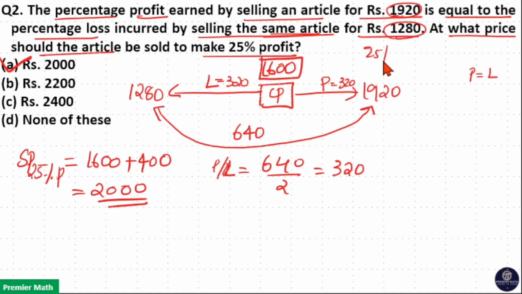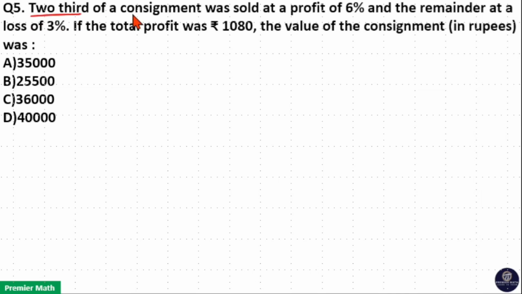Here 25% of 1600 is 1 by 4 of 1600, which is equal to 400. 2/3 of a consignment was sold at a profit of 6% and the remainder at a loss of 3%.